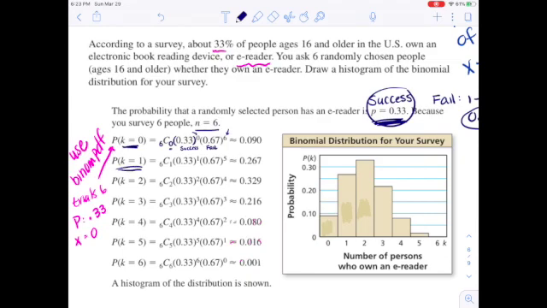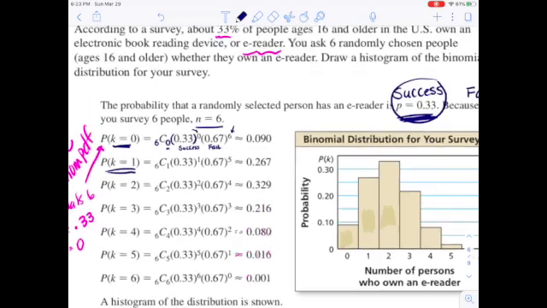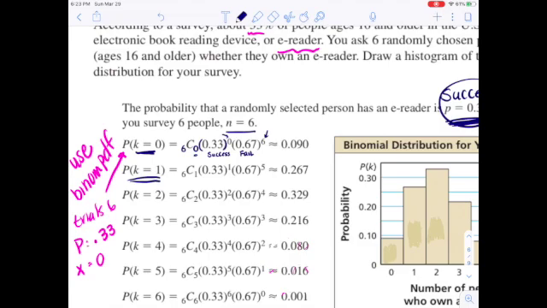And you have to do this for all the different possibilities of how many people having an e-reader. So you're going to see you've got the probability of someone having, one person out of the 6 having an e-reader would be P of k equals 1. So you drop it in to your formula. You got 6 choose 1. Your success, your fail.